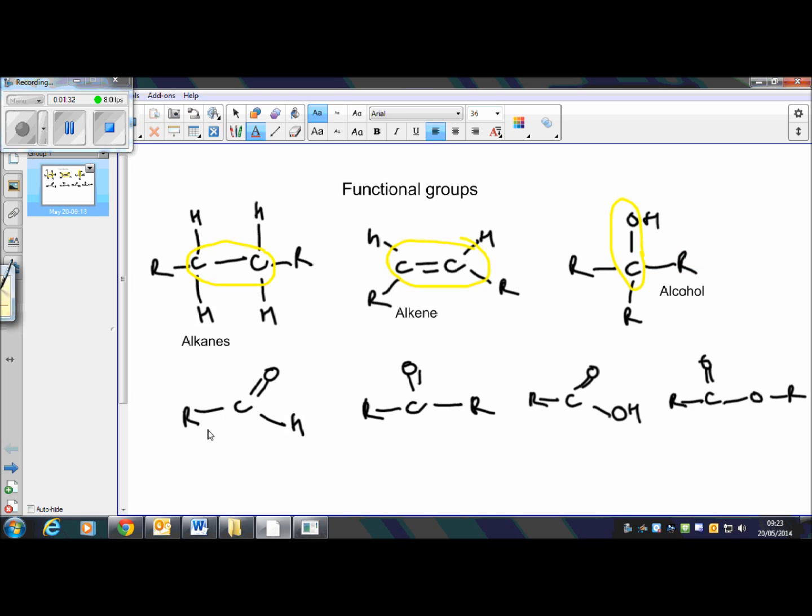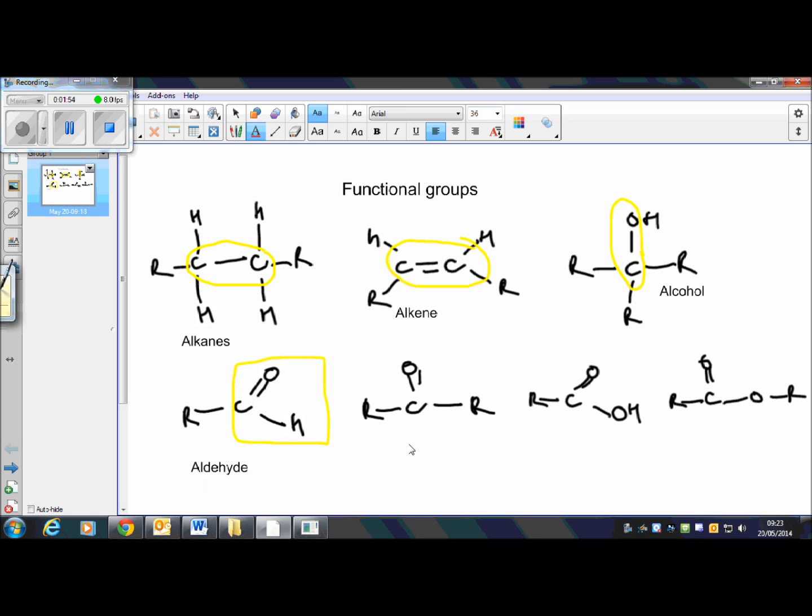Here we have an aldehyde. The aldehyde is C double bond O H. This is the key thing for an aldehyde. Aldehydes end in al when we're naming them. So aldehyde, and they end in al.